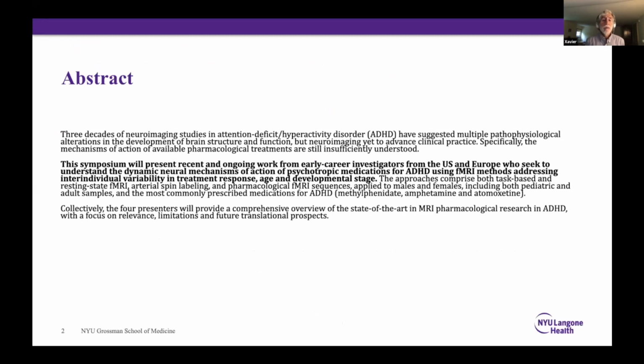So we've been at this business of neuroimaging and ADHD for now almost 3 decades. And we've made some slow progress, but we've yet to impact clinical practice in any reasonable way. Particularly, we're still quite ignorant about the mechanisms of action of the treatments that are quite broadly used. And so we're glad we have them, but we don't really understand how they work or how to make them better.